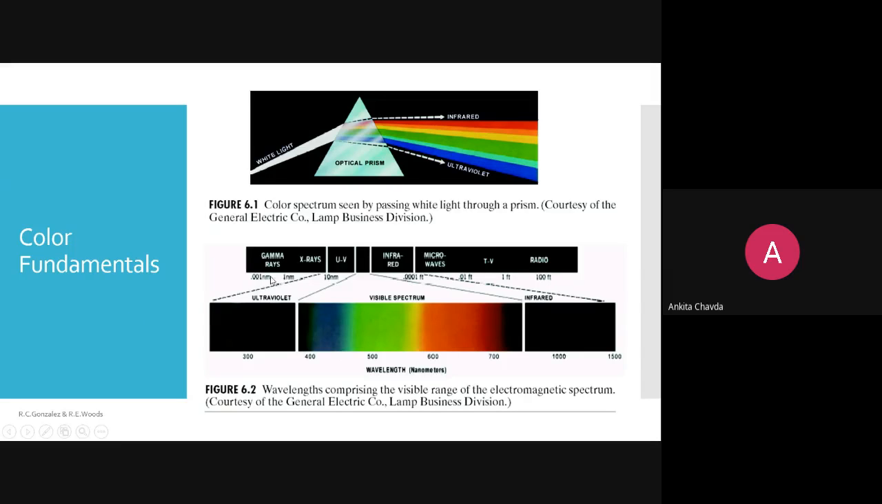Nm is nanometer, right? So in this range, 100 nm, and this 300 nm, 400, 500, 600, 700, 1000, 1500. So between this 400 to 700, you can say that these different colors are there, right? Before those and after those, there is only black color.